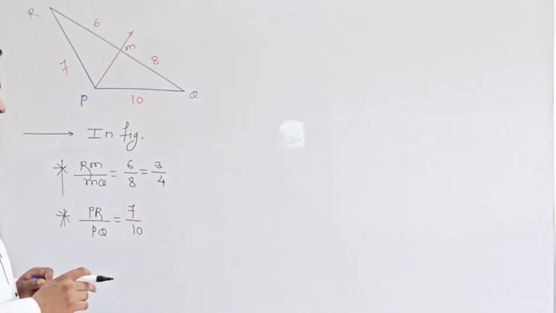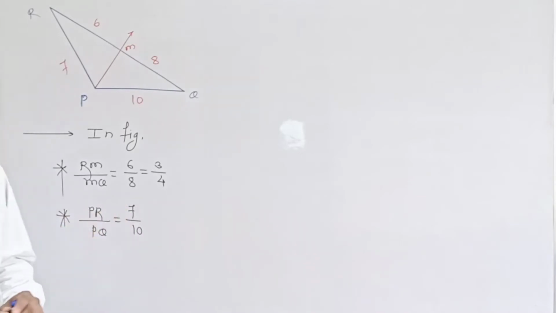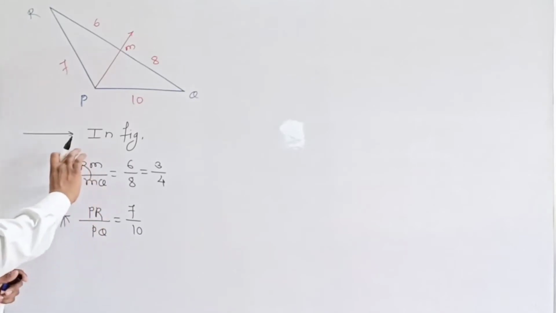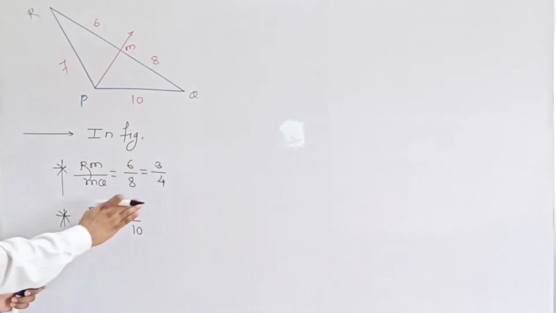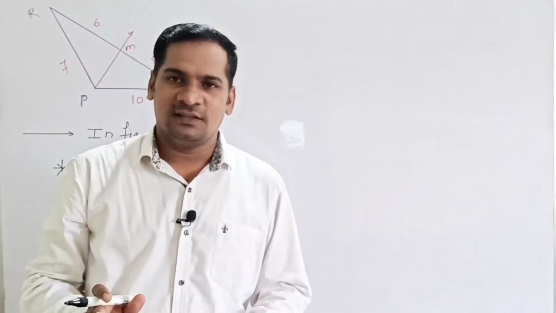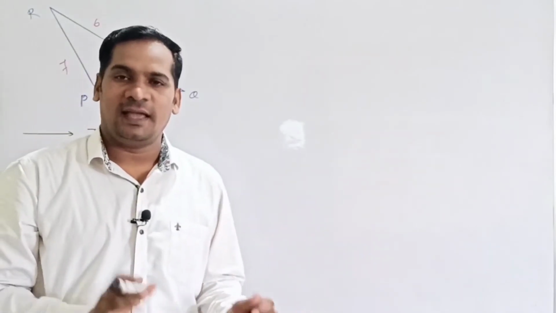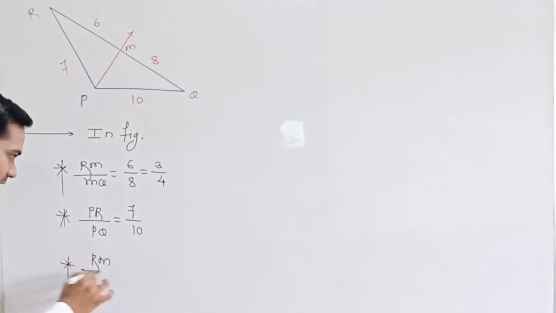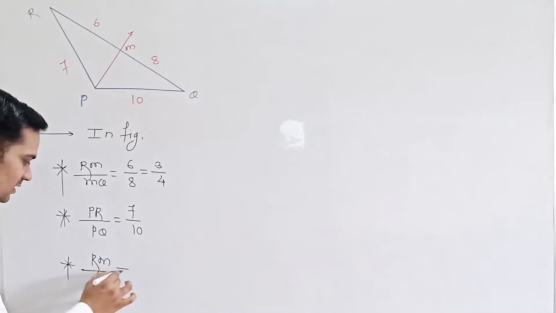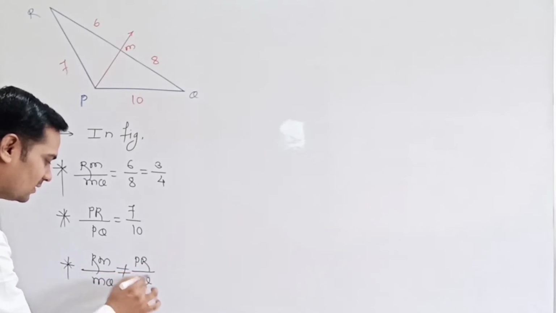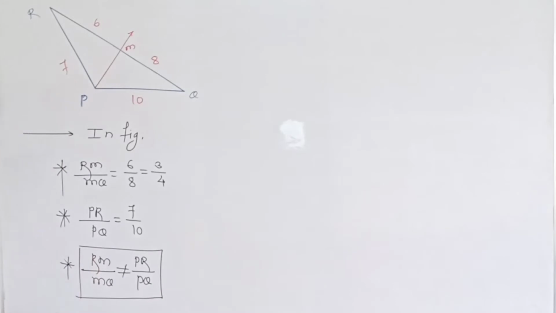Now look at these two ratios. We can't simplify this 7 upon 10, so keep it as it is and compare these two ratios. The first ratio is 3 upon 4 and the second ratio is 7 upon 10. That means both ratios are not equal to each other. So we can't use the converse of the angle bisector theorem. We can write here that RM upon MQ is not equal to PR upon PQ. So both ratios are not equal to each other.